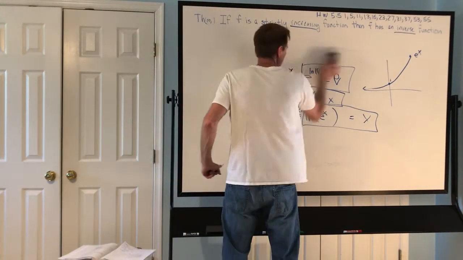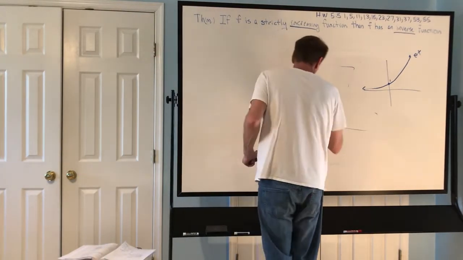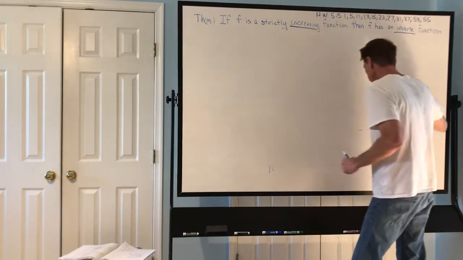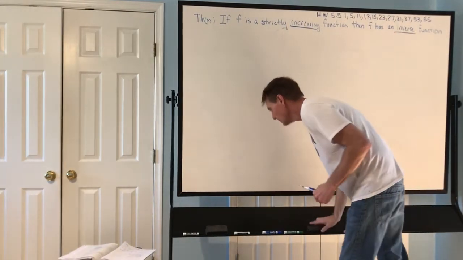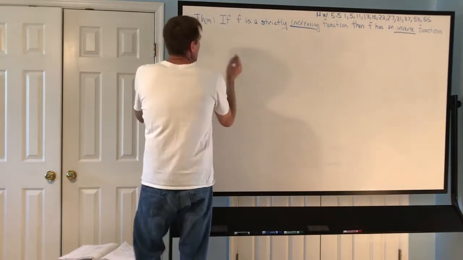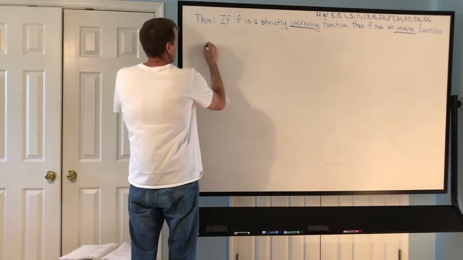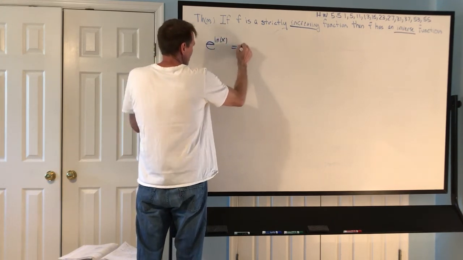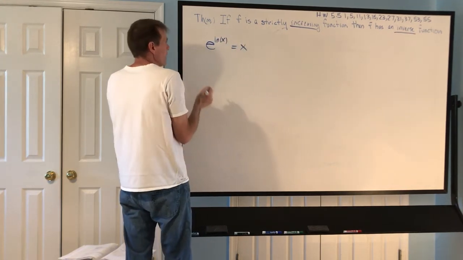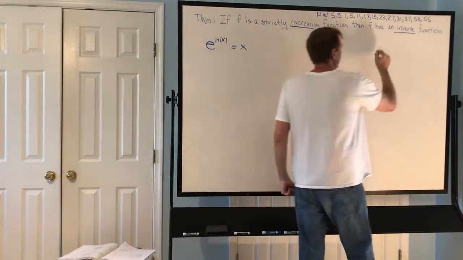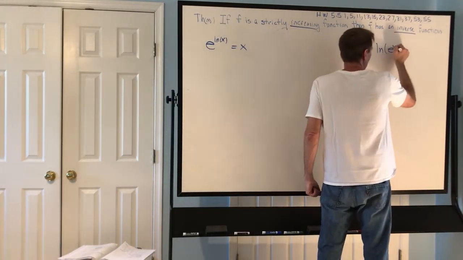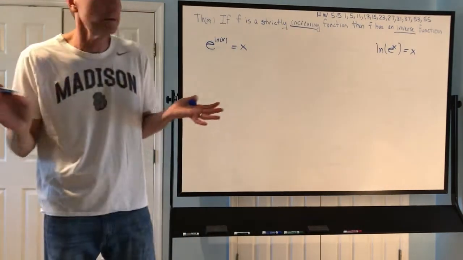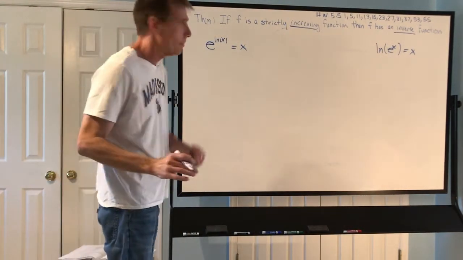Okay, so let me put these up here. e to the natural log of x is x, okay? And then the other one I'll just slide over here. The natural log of e to the x is x. And this is just the fact that they're inverse functions of each other. Now I want you to remember this flashcard.